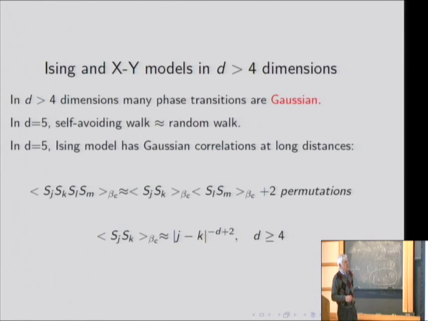If I look at a self-avoiding walk in 5 dimensions, it will look like a random walk. In other words, the fact that I have self-repulsion in high dimension, if I take 2 Brownian paths in high dimension, they don't cross. So there's very little interaction in the system. So it's known that the self-avoiding walk looks like a random walk in high dimensions, in 5 dimensions or above. It's also known that the Ising model has Gaussian correlations at long distances. That means if I look at a 4-spin interaction, it factors into products of pairs with these 2 permutations. And that occurs if J, K, and L are all far apart.